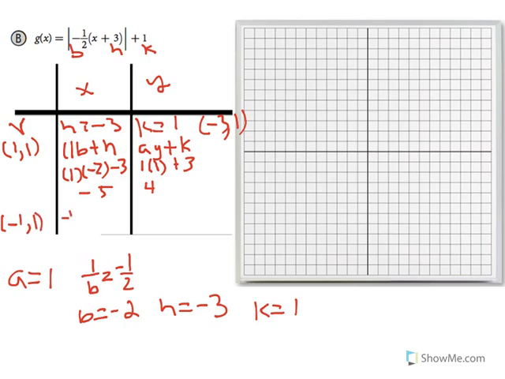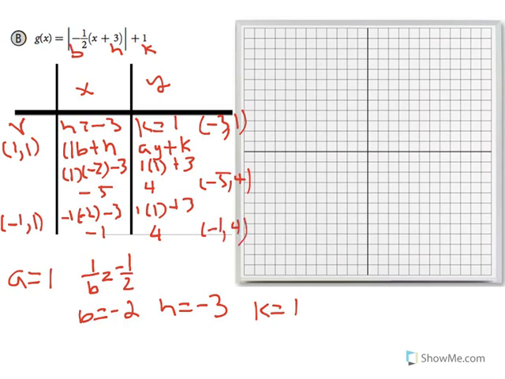So we have -1 times -2 minus 3, and 1 times 1 plus 3. So then we have -1 times -2 is +2 minus 3. So -1 and 4. So we have the other points -5 and 4 and -1 and 4.